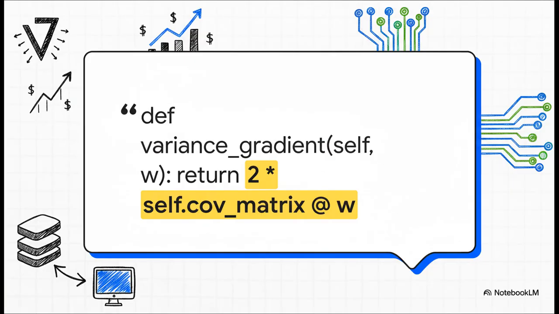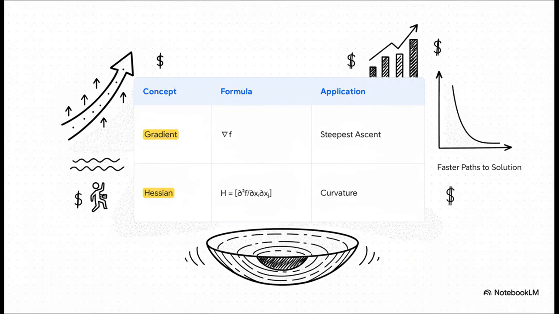Remember that beautiful, elegant formula for the risk gradient we saw? Well, here's what it actually looks like in the real world. It's a single, clean line of Python code. This right here is how profound mathematical ideas get turned into algorithms that manage billions of dollars every single day. So to wrap it all up, let's review our toolkit. We have the gradient, that's our compass, always pointing us in the direction of the fastest improvement. And we have the Hessian, that's our map, showing us the curvature of the landscape so we can find the smartest path to the solution.